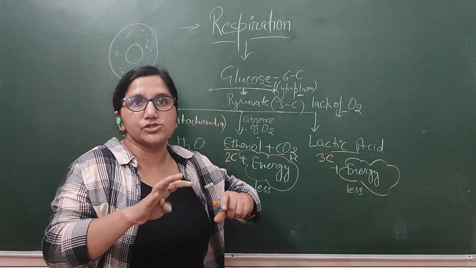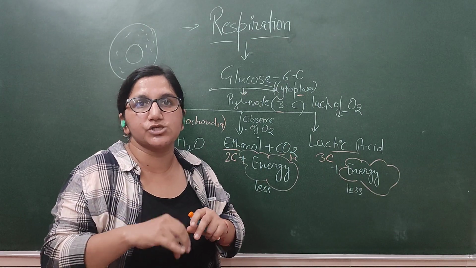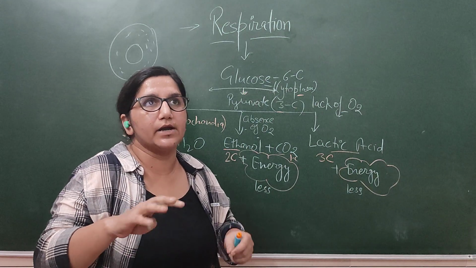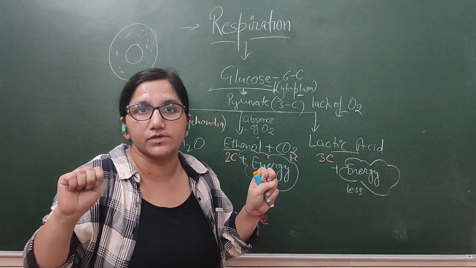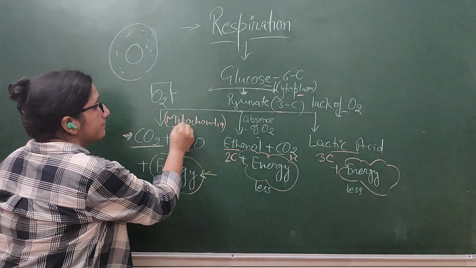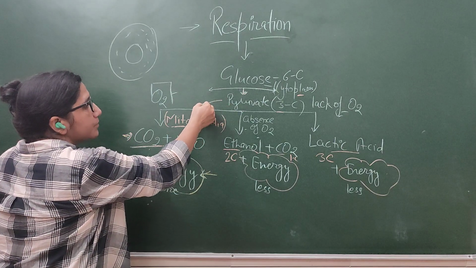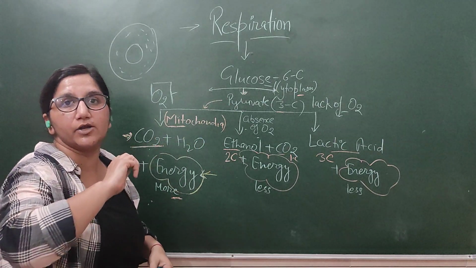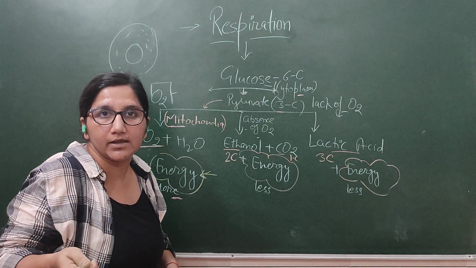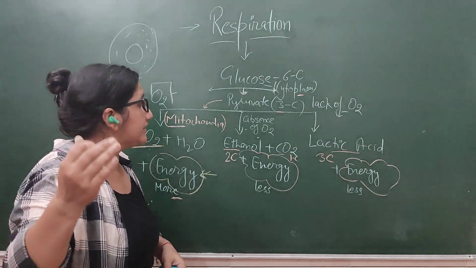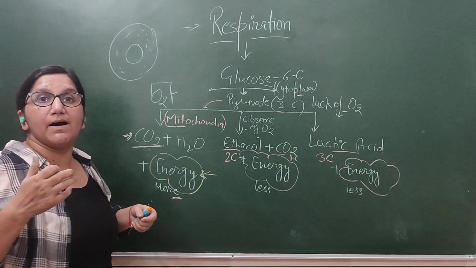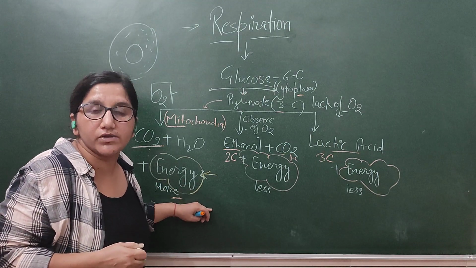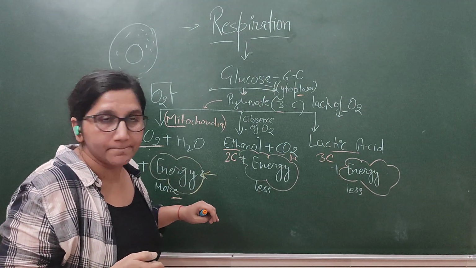In biology, this is the most famous meme, the most famous fact, statement, whatever you can call it, that mitochondria is the powerhouse of the cell. This is the reason. The breakdown of this pyruvate to release energy takes place in mitochondria. Can you correlate it now? That is why it is called the powerhouse, because most of the energy is produced within this mitochondria.